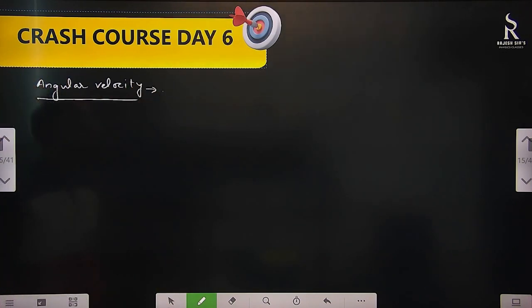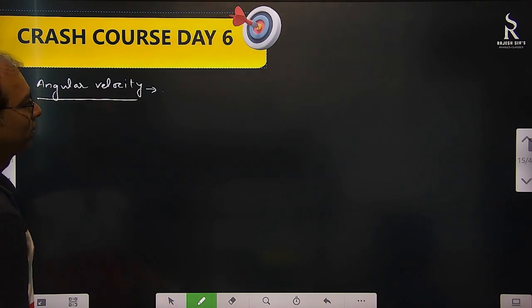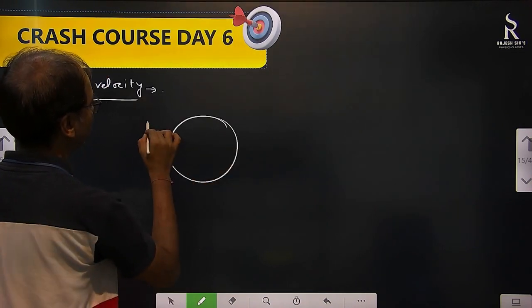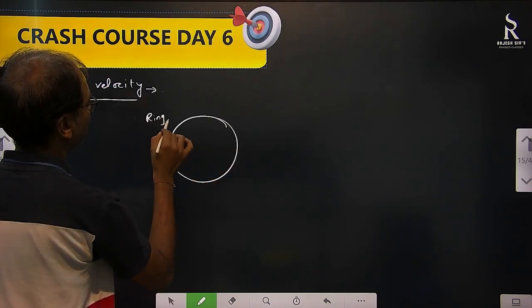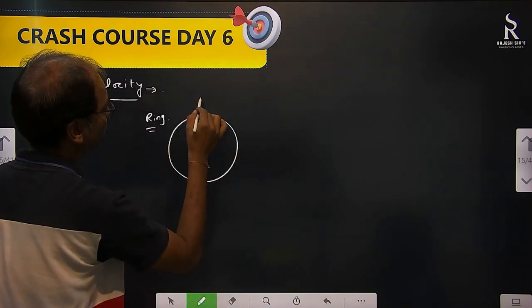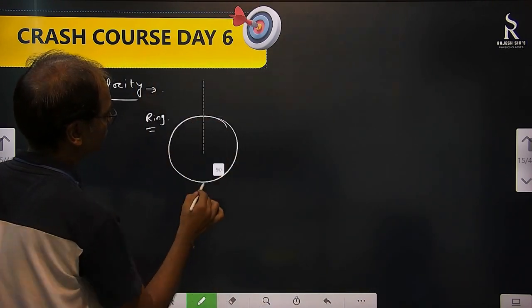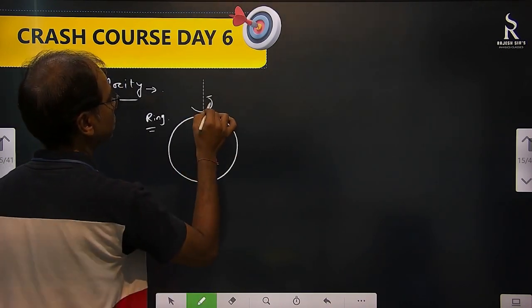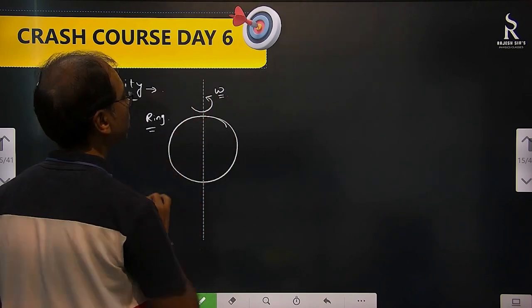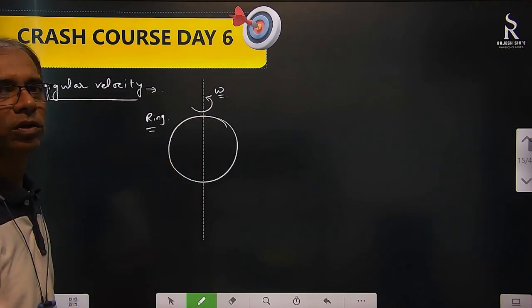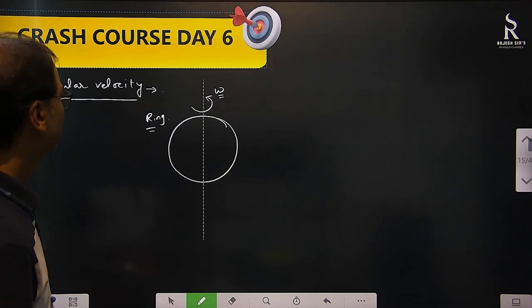Okay, what is angular velocity? Normally we say if there is a uniform object like a ring, and it is going to rotate about this axis of rotation. Okay, it's rotating. So we say that its angular velocity is omega. This is related to rotation of a uniform object. Fine, you can understand that.